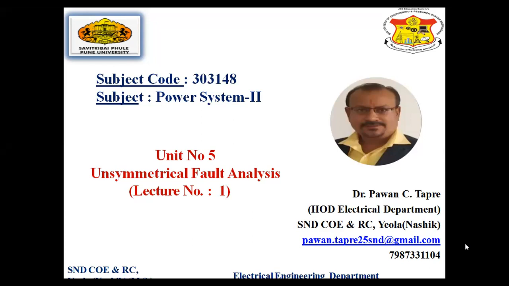Today we are going to cover Unit number 5, Unsymmetrical Fault Analysis, Lecture 1. The subject of this topic is Power System 2, and the subject code is 303148.